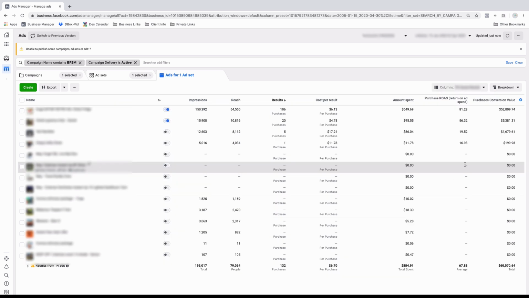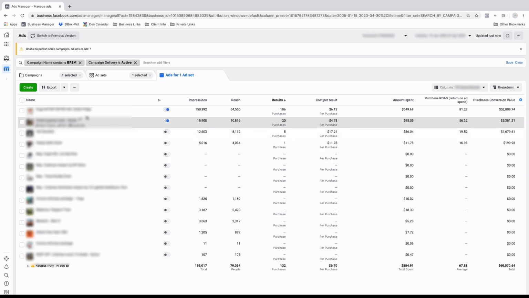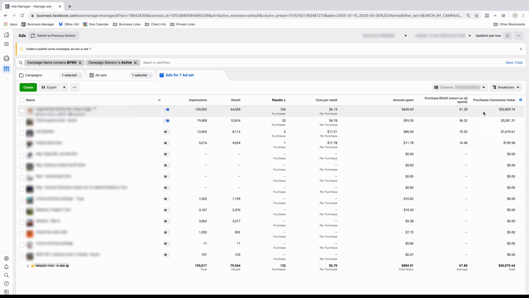If I go and look at my saved results, you will see that this ad is running with an 81 return on ad spend. So for every $1 you give me, I'm giving you $81 back. I've made $52,000 or $53,000 on $650. There's no reason for me to go and turn this ad off just because it was a post that went up in March. Leave it be.